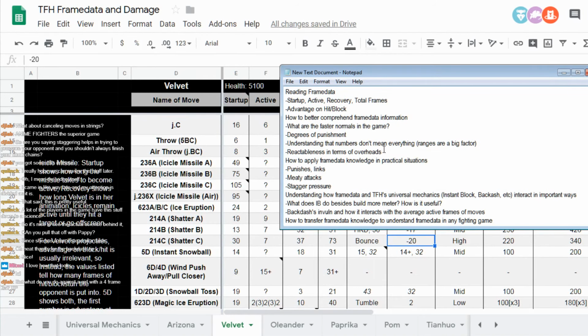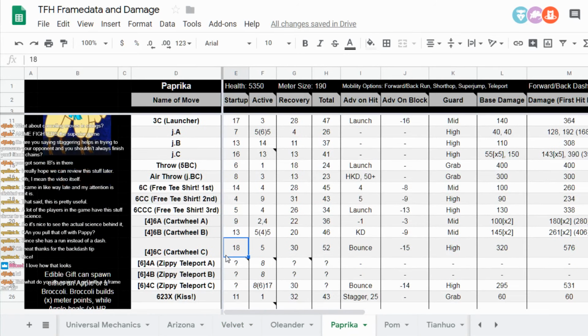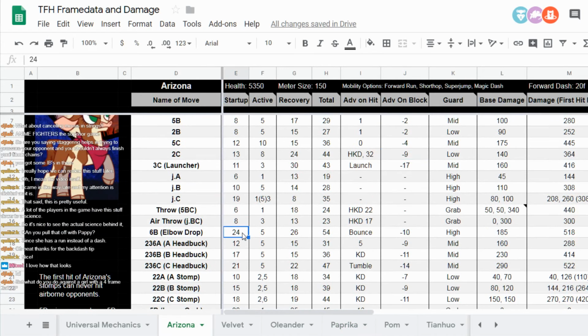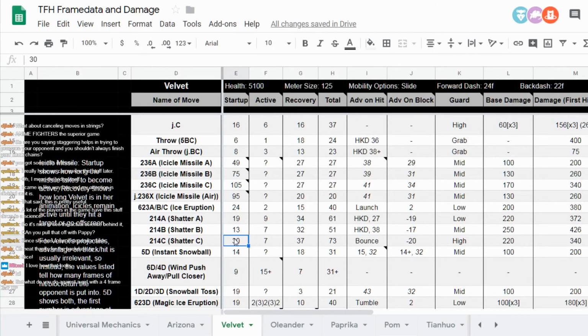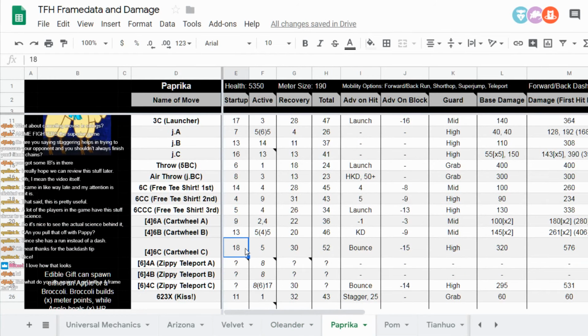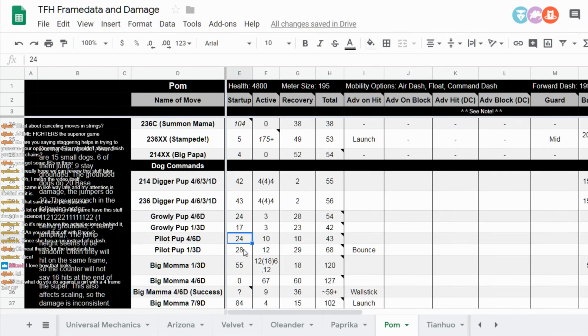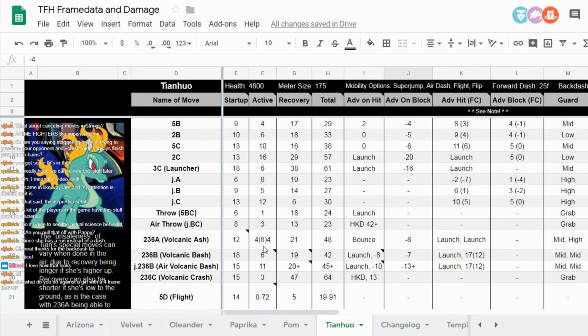What's next on the list that I want to review? Reactableness in terms of overheads. Like I was saying, most overheads are relatively slow compared to other normals, which makes them reactable, technically. Paprika's Cartwheel C is 18 frames. It's the fastest overhead in the whole game. That's actually pretty fast for an overhead in general. Most overheads in this game are 24 frames or worse. Like, Shatter C is 30, Elbow Drop is 24, Oleander's Doom Claw is 23, Paprika is 18 frames, that's an exception. Palm doesn't have a grounded overhead, but Pilot Pup overhead attack is 28 frames, and then Volcanic Ash is 24 frames on grounded opponents.